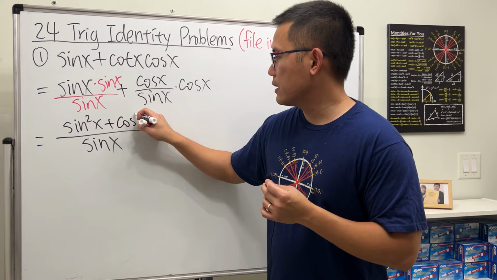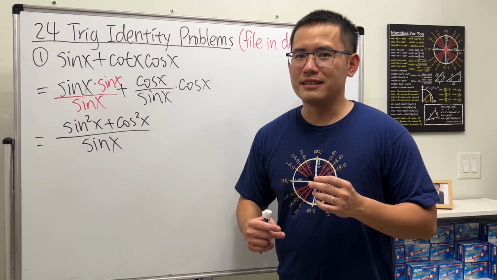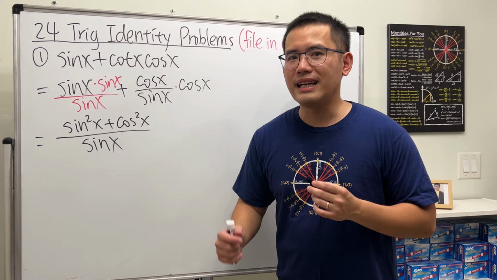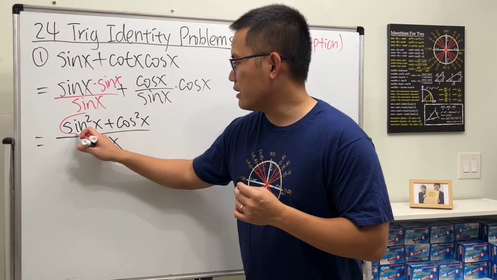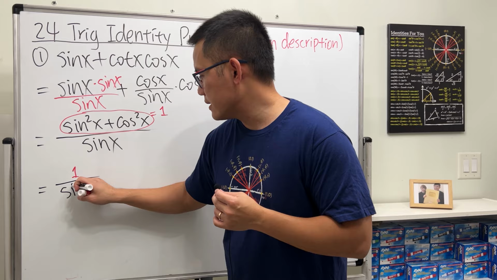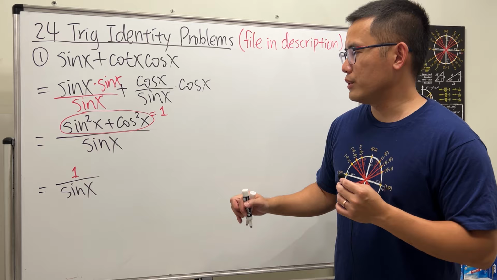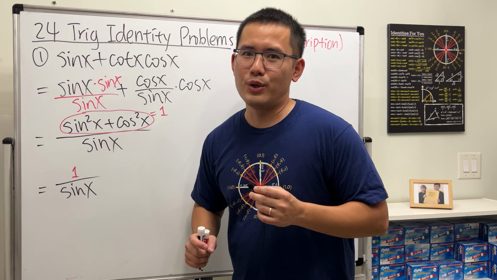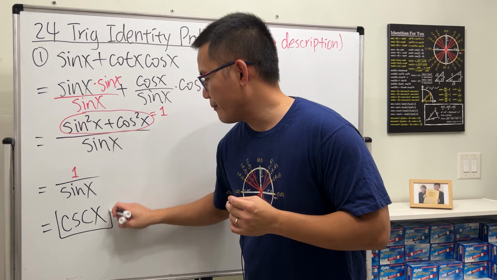All right. Now what? Now here comes the second tip. This is the extremely common identity, aka the Pythagorean identity. We have sine squared x plus cosine squared x. This right here is nicely equal to 1. Alright, so I would like to just put that down for you guys. We have 1 over sine x. And you might be wondering, why is this equal to 1? Don't worry, I'm going to explain to you guys right here in a minute. But 1 over sine x is what? This is what you have to remember as well. This is cosecant x.